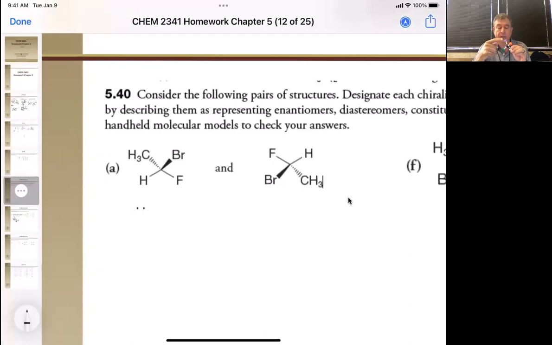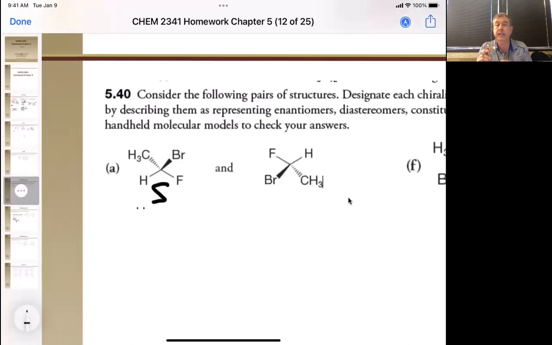So we have that this is 1 because it's bromine, this is 2 because it's fluorine, this is 3 because it's methyl group. So we have 1, 2, 3, and that's counterclockwise. So if counterclockwise, that gives us S right here.